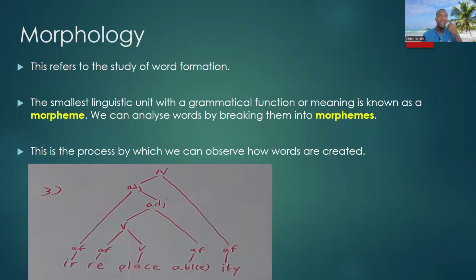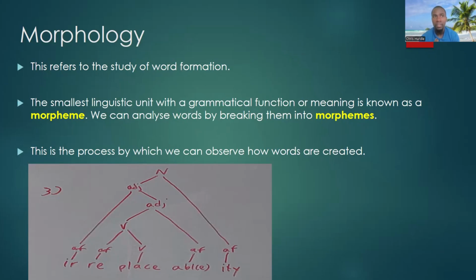So let's start with morphology. This is the study of word formation. The smallest linguistic unit with a grammatical function or meaning is known as a morpheme. So this is the smallest unit you can have. A morpheme can actually be a word or a word part. All right?